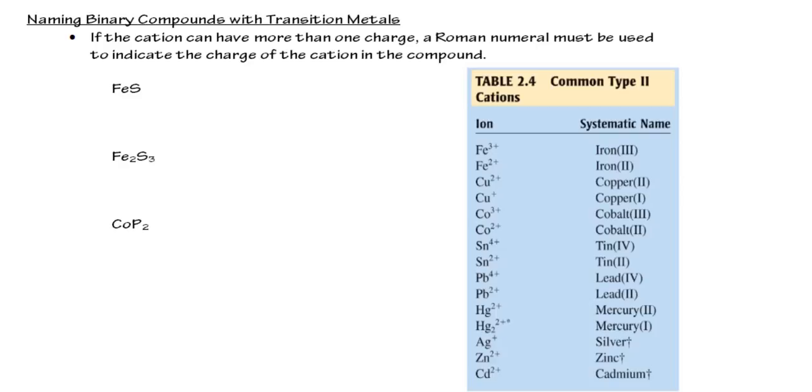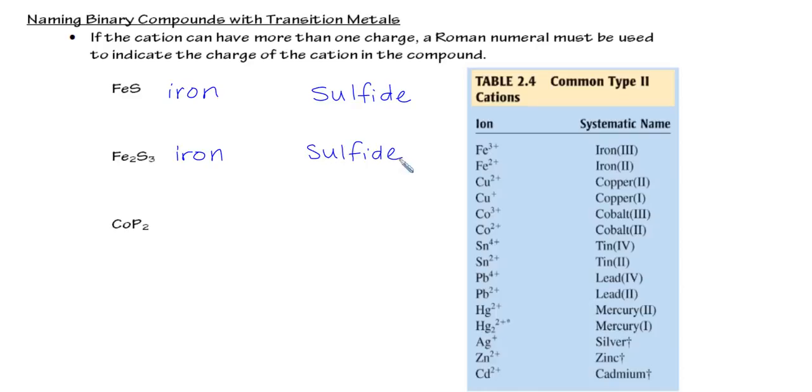I complete my name. Now, I often start these with just the names of the two ions. The cation, the positive, gets its full name, iron. And the anion switches to IDE. And I would have the same thing here, iron, sulfide.